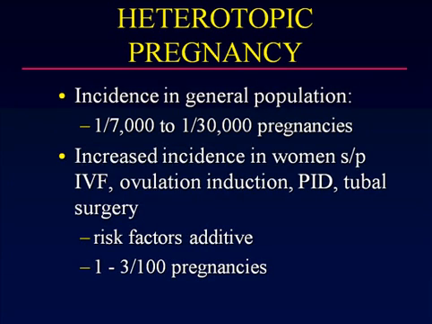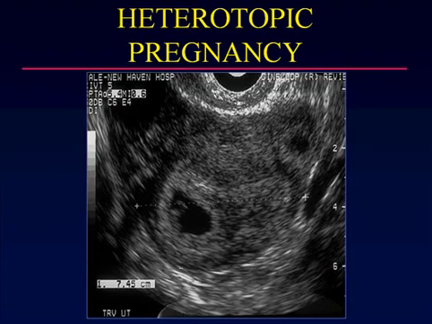But the incidence is substantially increased in women with multiple risk factors for ectopic pregnancies. So women who've undergone in vitro fertilization, ovulation induction, PID, and tubal surgery. And these risk factors are additive. So in a woman with multiple risk factors, her risk for having an intrauterine and extrauterine pregnancy may be as high as 1 in 3 per 100 pregnancies.